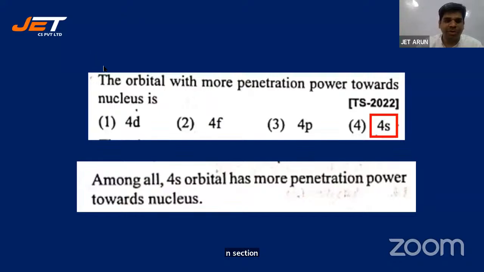Here's the statement. Among all, the 4s orbital has more penetration power towards the nucleus. Let's go for the next one.